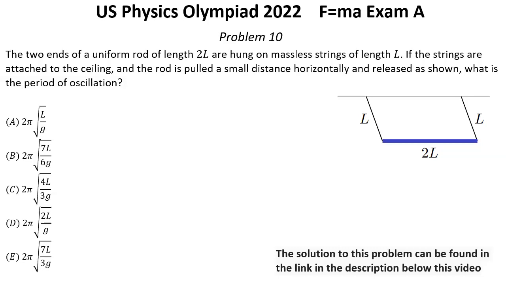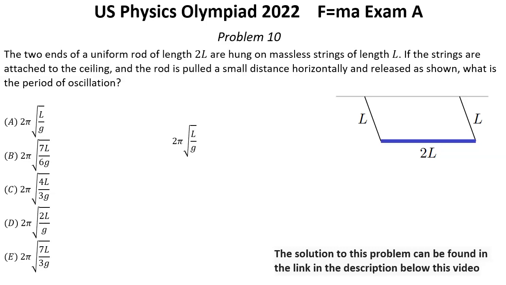The sum of the tension forces on this pendulum acts exactly like the tension force on an ordinary pendulum of length L. Thus, the period of oscillation must still be 2 pi square root of L over g. Unlike a physical pendulum, the moment of inertia of the rod doesn't matter because it never rotates about its center. So this is answer A, and that was the solution for problem number 10.